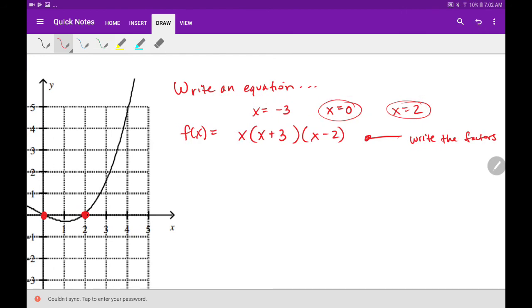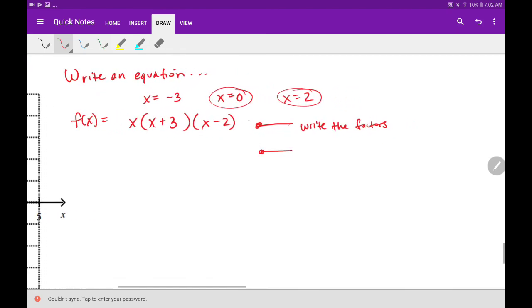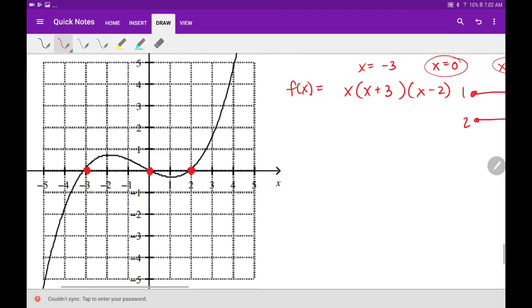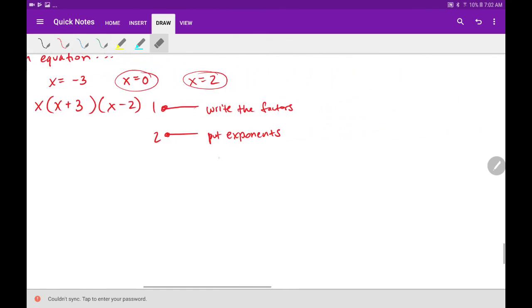Okay. Next step, once you have your factors, that's step 1. Step 2, now you're going to put the appropriate exponents. So this is what you'll use to choose the right exponents. You're going to observe the behavior of the graph, whether it crosses the x-axis or whether it just bounces off. That's what you're looking for. If the graph crosses at a point, you're going to use an odd exponent. If it bounces off, you're using an even exponent.